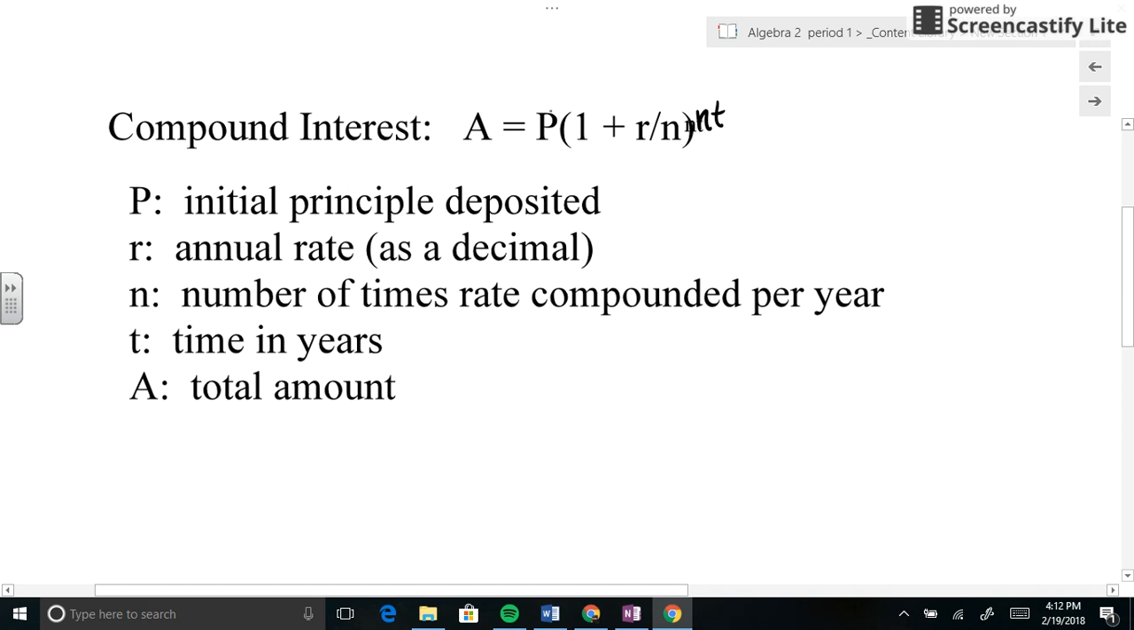P is the principal amount, that's your initial amount that you start with. R is the rate, and we always want to write the rate as a decimal, even though it's going to be given to us as a percent most of the time. N is the number of times we're going to compound that rate per year. T is the total number of years, and A is the total amount at the end. So let's apply this to some questions.